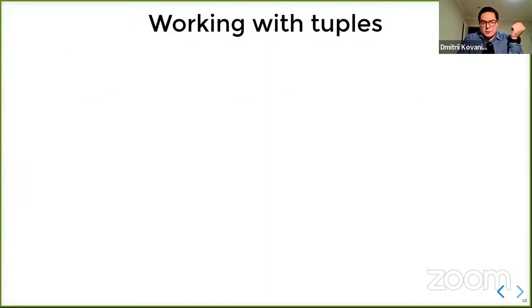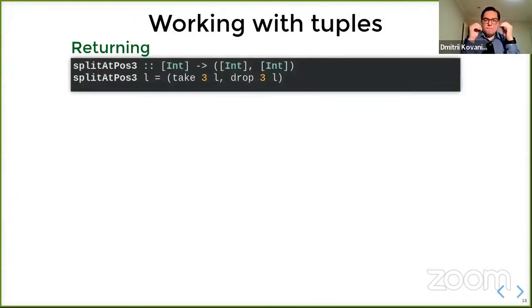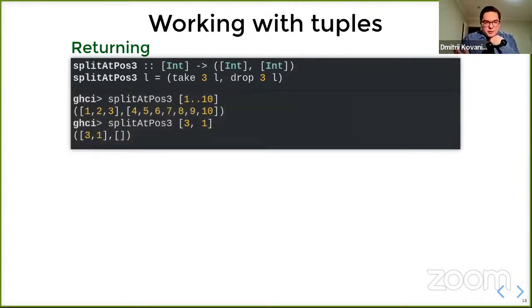And here's how you can work with tuples. So let's say I want to split my list by the third element. So I take a list and I take its first three elements as the first element of a pair, and I drop 3 elements of the list and put the result as the second element of my pair. And you see that this function works. We can split it by the position 3.